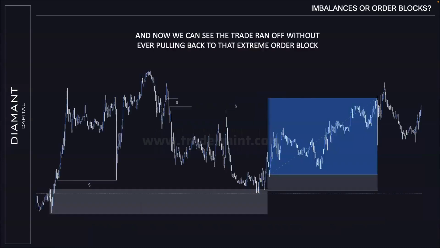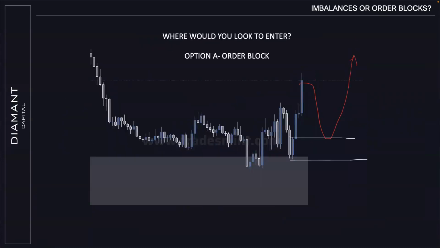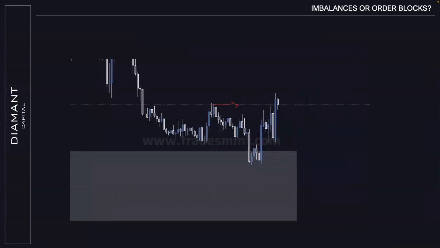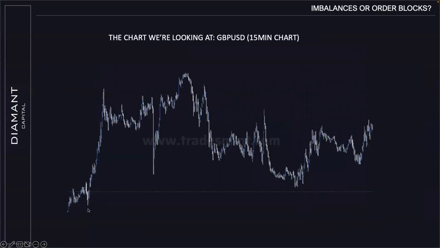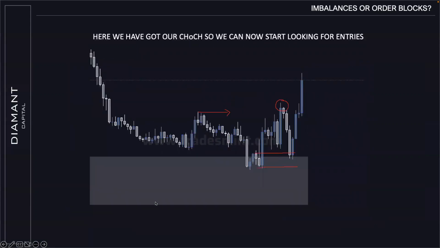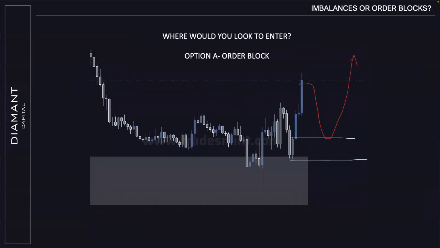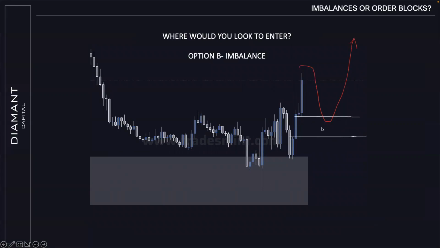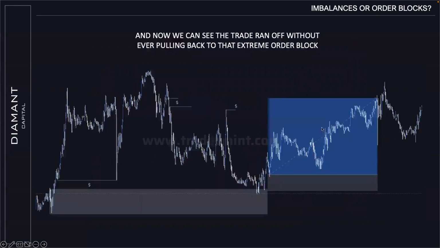So exactly like this scenario here, we looked at a high time frame order block. Let's just go back. We looked at this high time frame order block down here. As you can see, that's where it started to be respected. But on the lower time frame, what we were looking for was the imbalance. So as you can see, this massive imbalance right here, that's what we would have entered on and got into a trade like this.